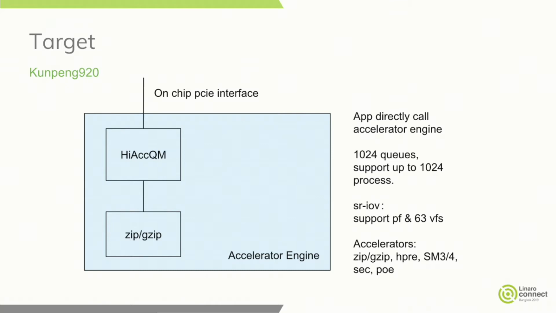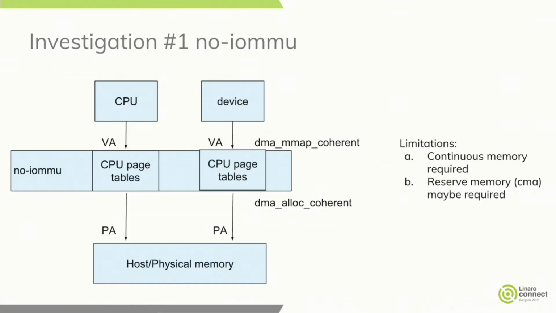Then let's investigate how to do this. First, in some cases the IOMMU is not ready. So the first case is no IOMMU. In no-IOMMU, it is very simple. The device has to allocate physically contiguous memory via DMA alloc coherent. Then we map it to the user space. Since we focus on user space applications, we use DMA map coherent. But there are two limitations. First, we need physically contiguous memory. Second, we may need to reserve some memory using CMA.